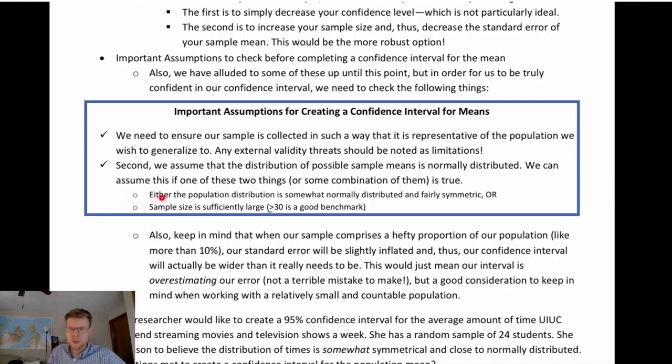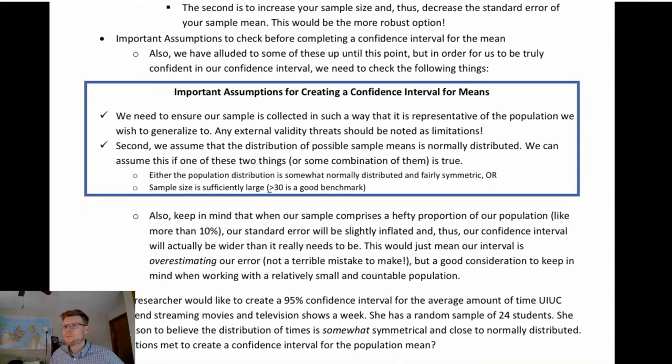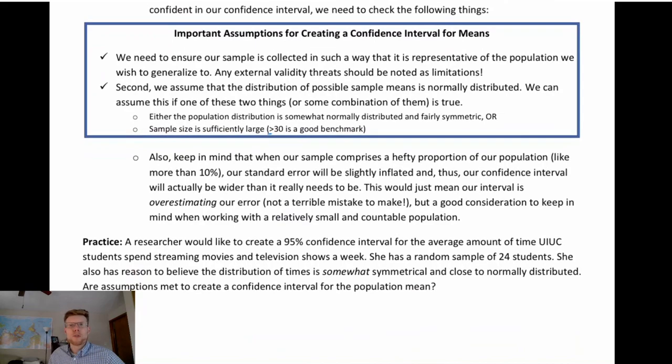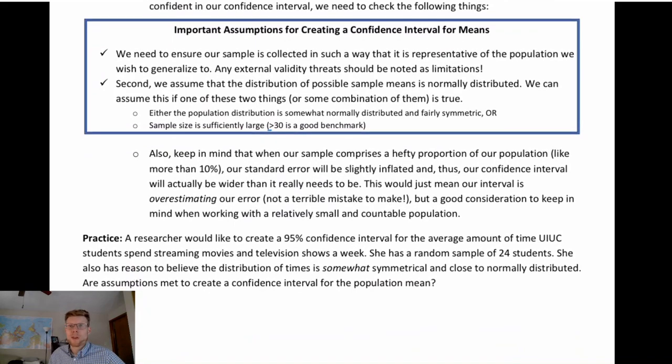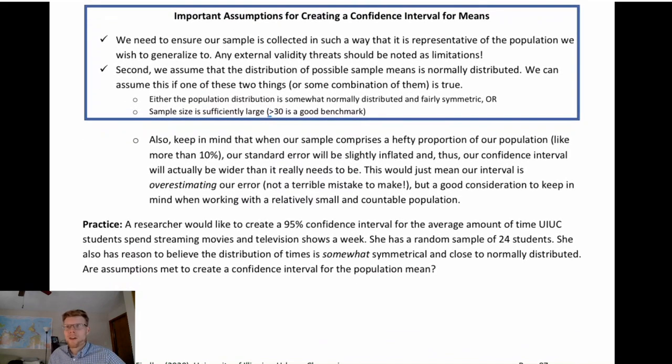Either a normally distributed population or close to it, or a sufficiently large sample size, in which case 30, we'll just wave our hands and say is probably good enough most of the time. Also, one other note that we don't really care too much about in this class, but just a note.